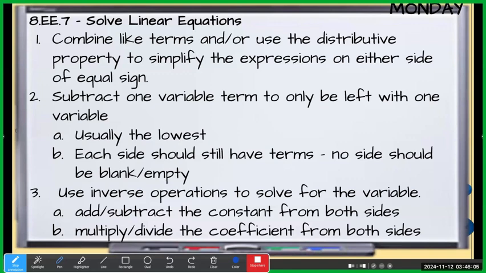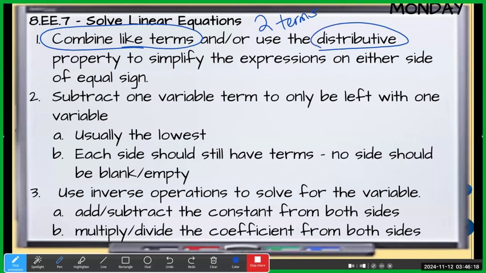Alright, so the first thing tells us combine like terms and or use the distributive property. One main thing to know, you need two terms on both sides of your equal sign. So if you have more than two terms, that's telling you that you have to follow step one. So how many terms should I have? Two. If it's more than two, what does that mean? Somebody didn't pay attention to what I said. What does step one tell us? Combine like terms and or use the distributive property. So if I have more than two, I have to combine or use the distributive property.